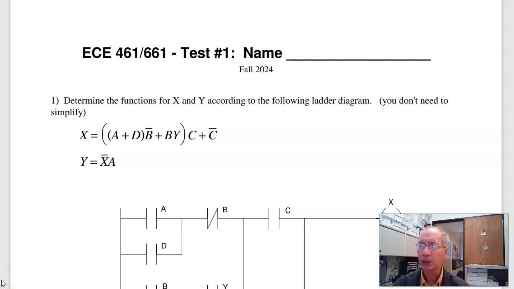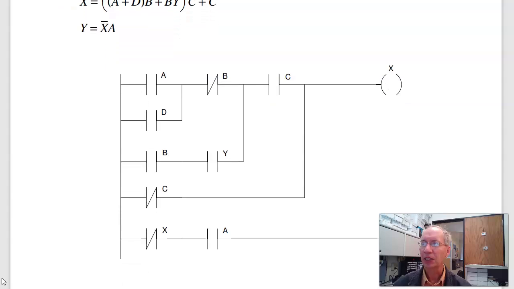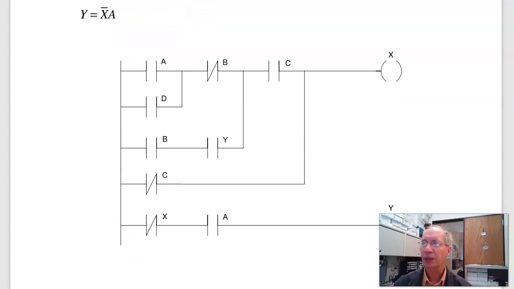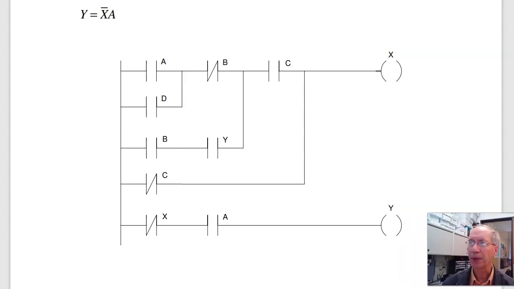Here are solutions to test number 1 for ECE 461-661 control systems. The first problem looks at ladder logic. Given the following ladder diagram, come up with the logic for X and Y.